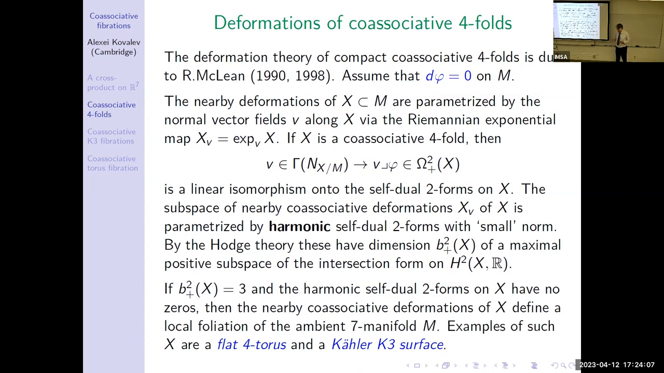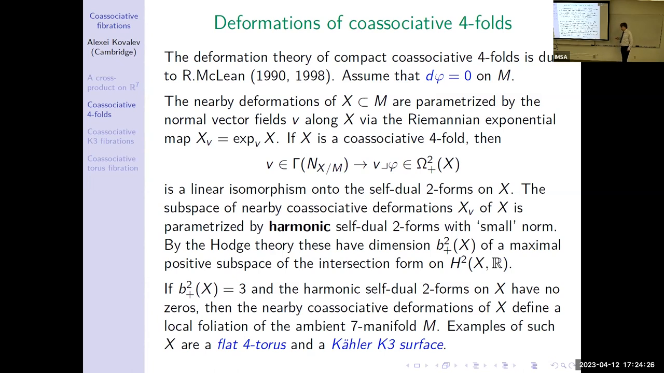Examples that come to mind particularly quickly: either the standard flat four-dimensional torus, so its Betti number is 6, it has an orientation-reversing isometry, so b plus is half of 6, which is 3.